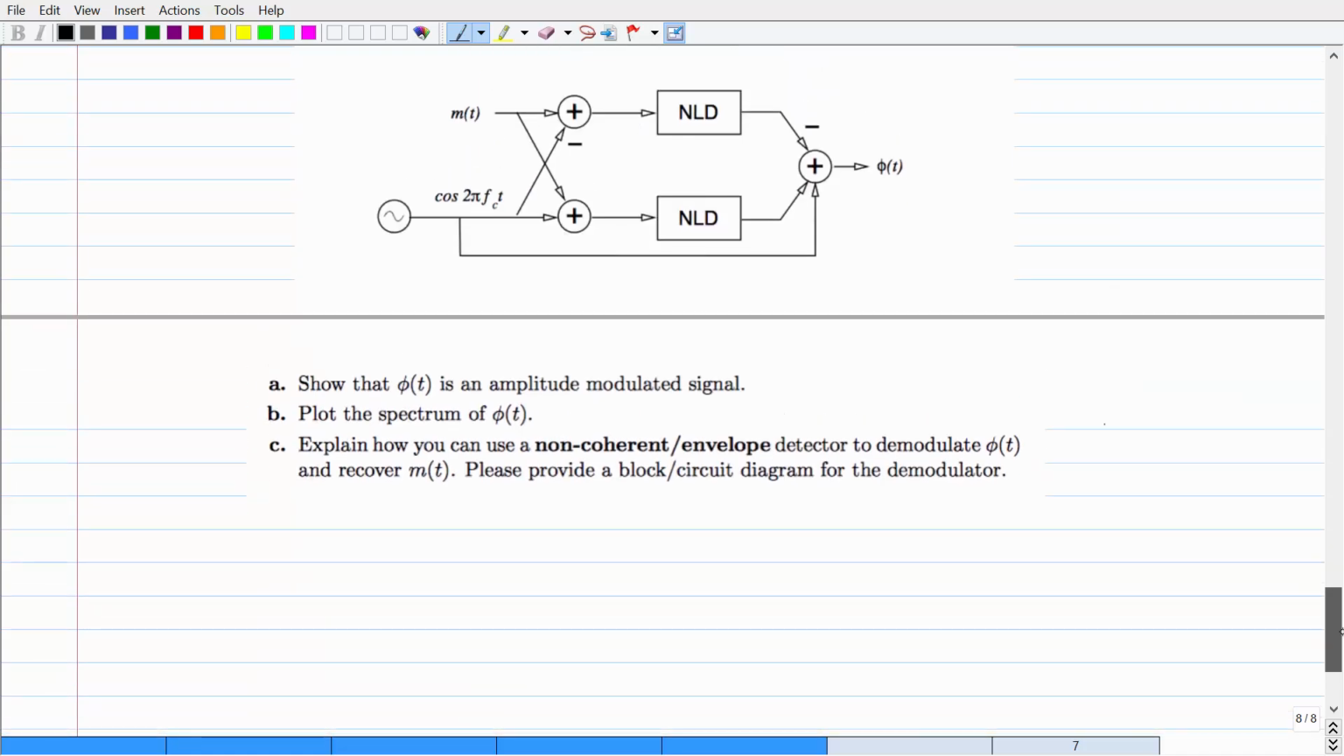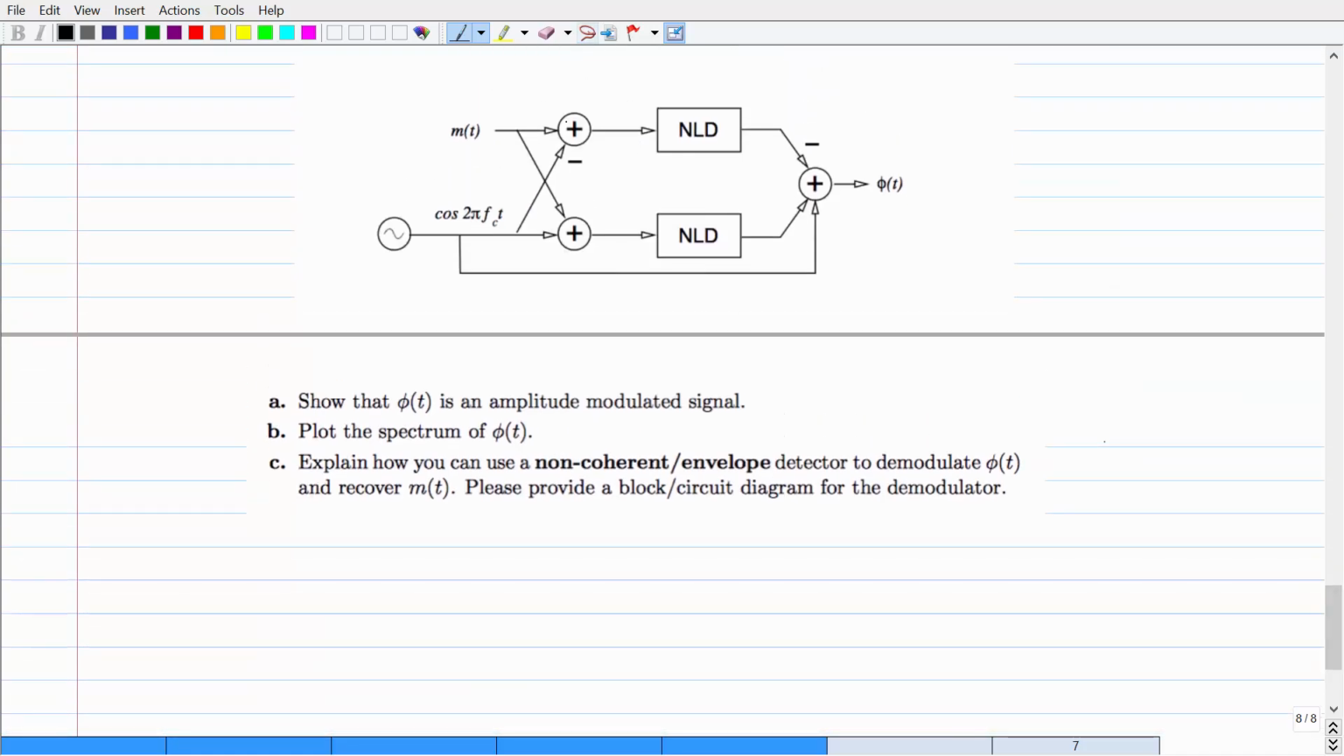Okay, that's pretty easy. So what I'm going to do is measure different points. I'm going to call this M of A, this M of B, this M of C, this M of D, and then finally the phi is simply everything subtracted together. Let's go through this one by one.